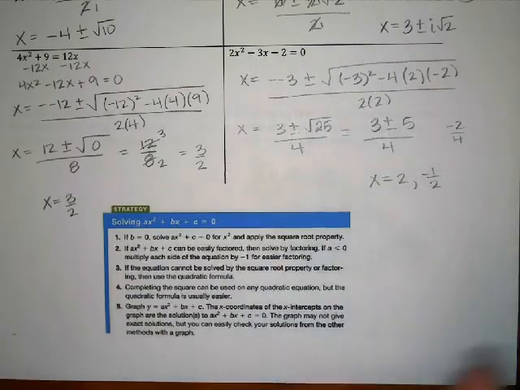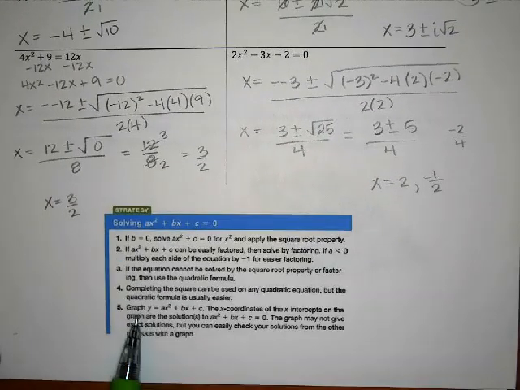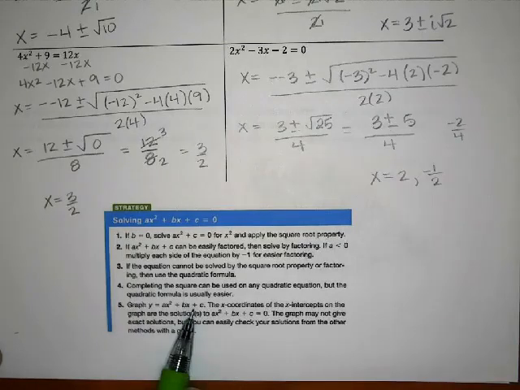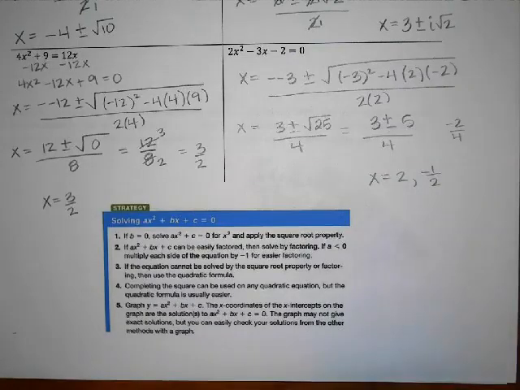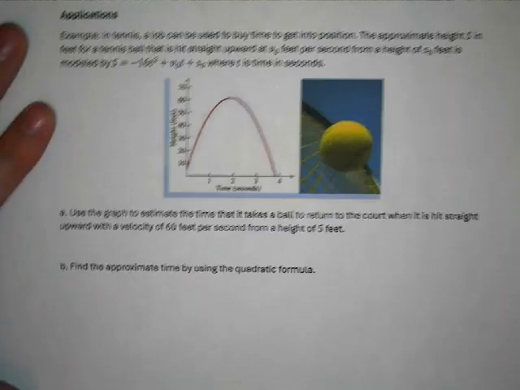All right. To check your answers, you can graph them and then make sure the x-intercepts are what you're seeing, or you can do what I showed you before and type them in on your calculator and plug them into the equation and just make sure that they're right. Okay. We're not done yet. We have a couple application problems. These are real world problems.